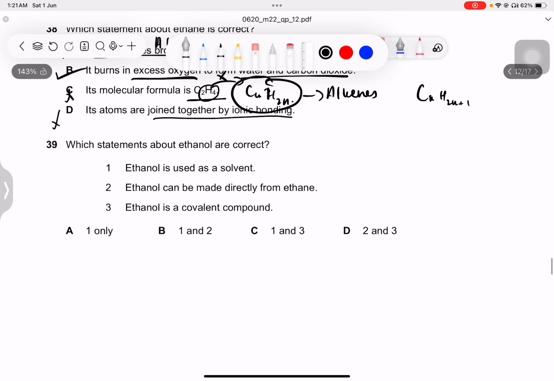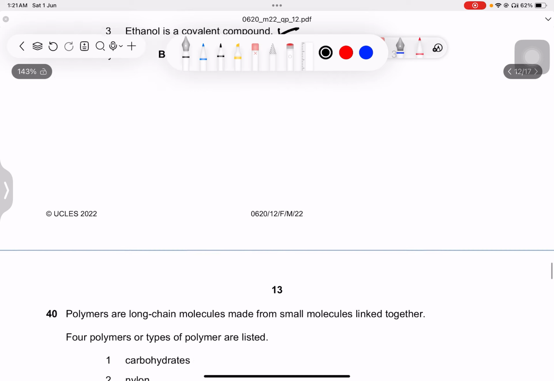Which statements about ethanol are correct? It is used as a solvent. Yes. Ethanol can be made directly from ethane. No, it can be made from ethene. Next, ethanol is a covalent compound. Yes. So 1 and 3.